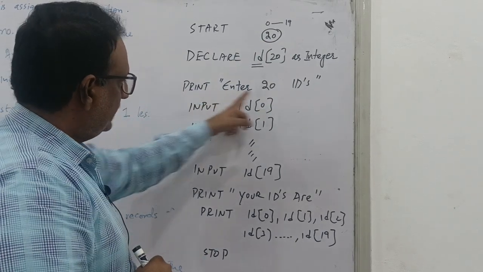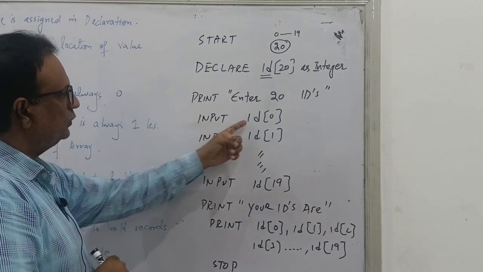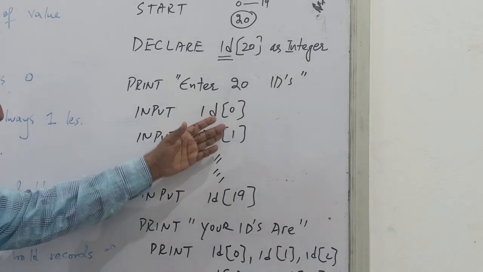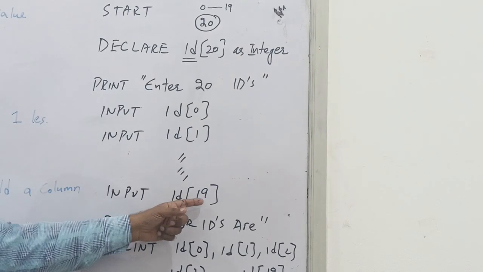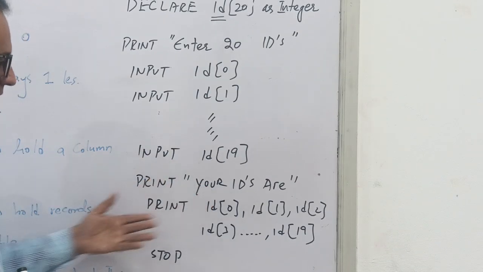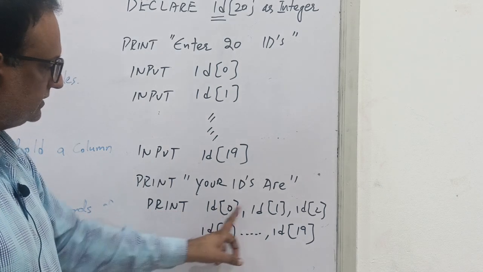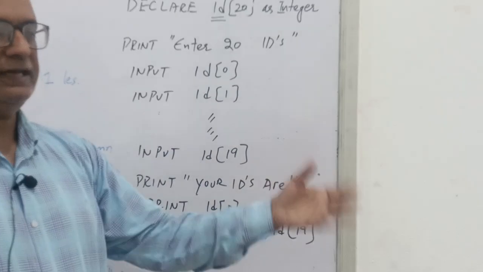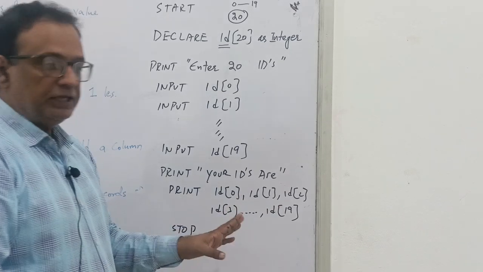Now print enter 20 IDs and then you will write 20 times input id 0, input id 1, input id 2, and so on, and the last will be input id 19. Now you have to print it again. You will start print and then you will start with id 0, id 1, id 2, id 3, and so on, up to the last one, id 19.